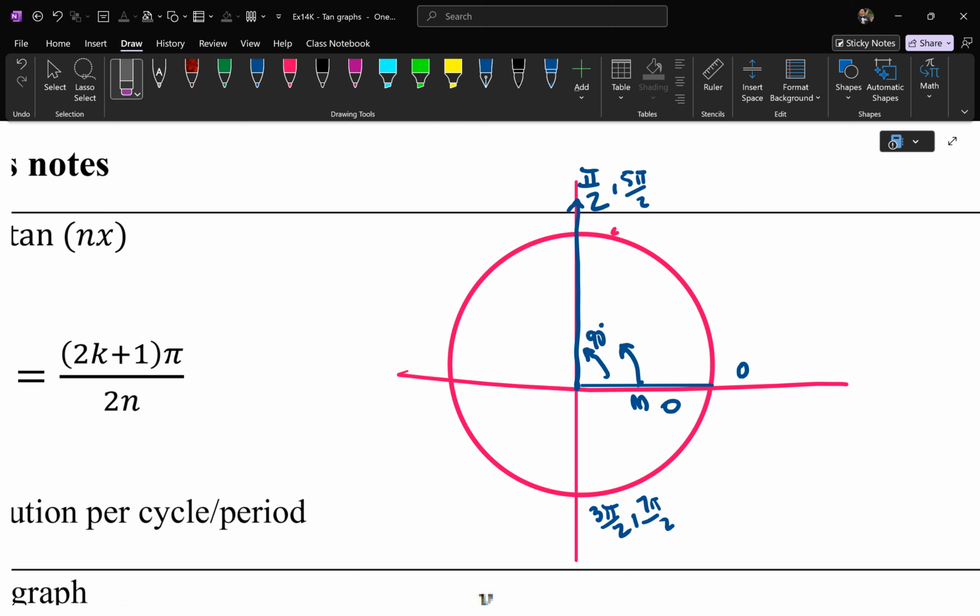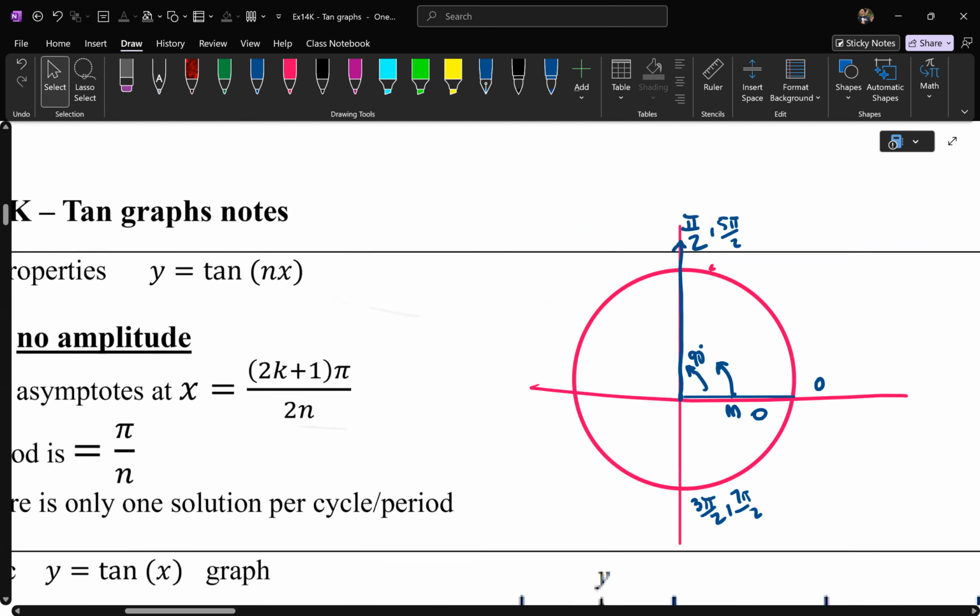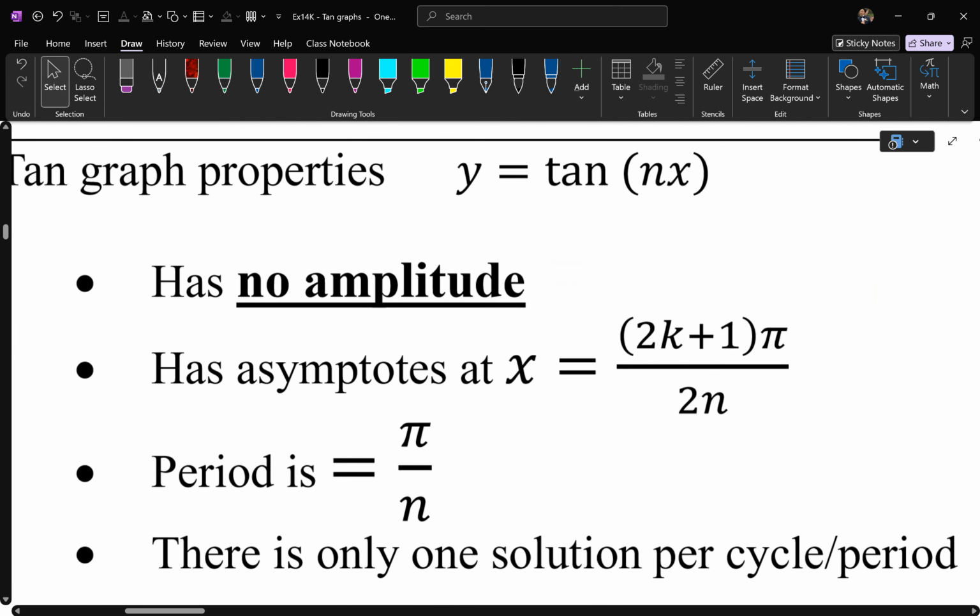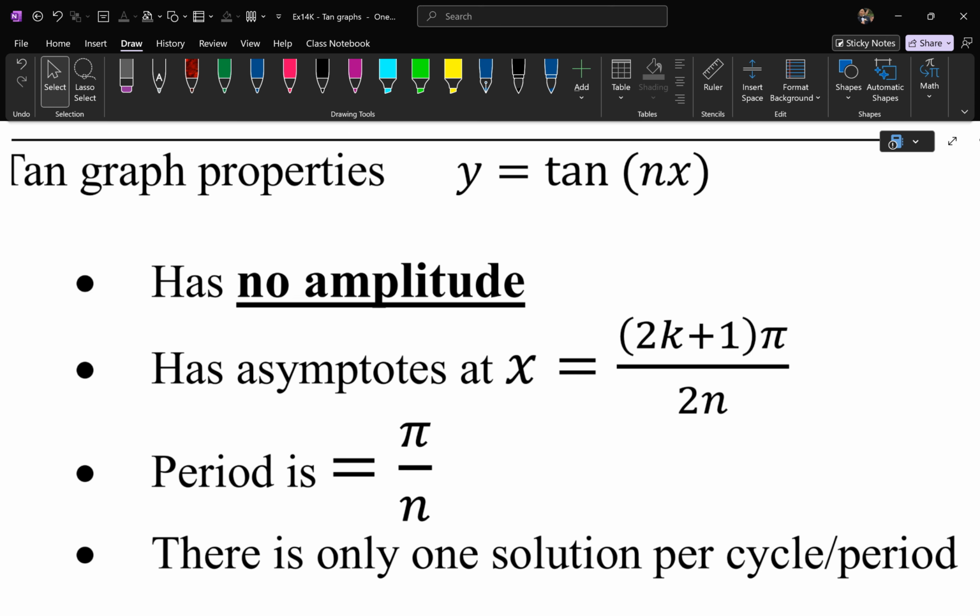Now, for those who don't even understand how to read a unit circle, there's a formula for you to actually work out all the asymptotes. Looks crazy, but if you really think about it, what is this saying? When you double k, if you double a number, what does it guarantee? Even. Every time you double a number, it's always going to be even, because if you have two pairs, then it's even. So this is saying you're always going to get an even number. Plus 1 will make it odd.